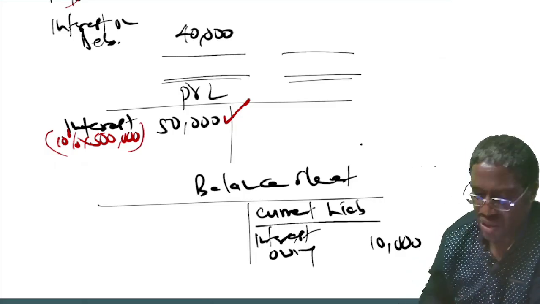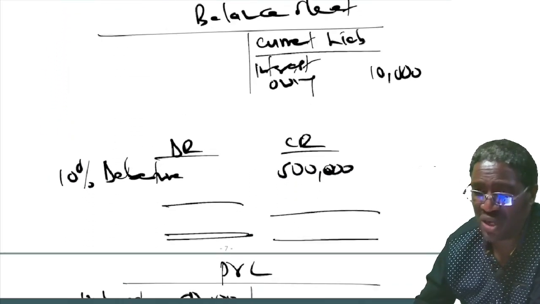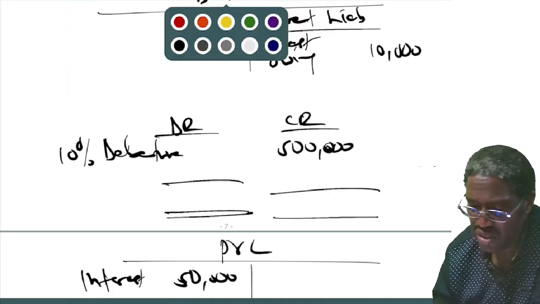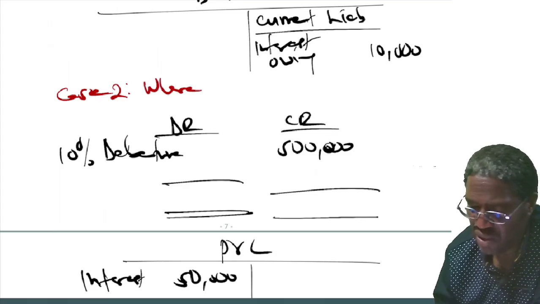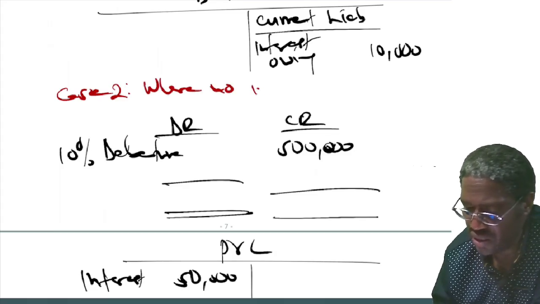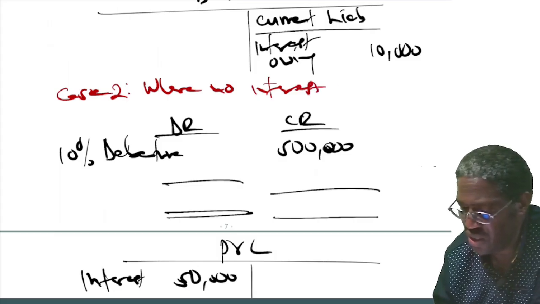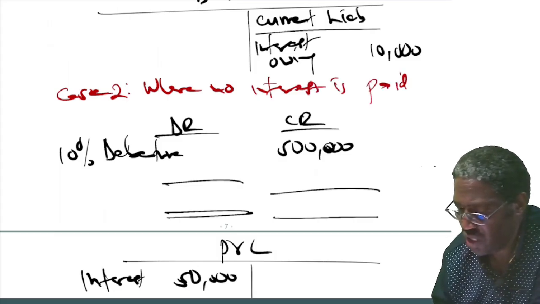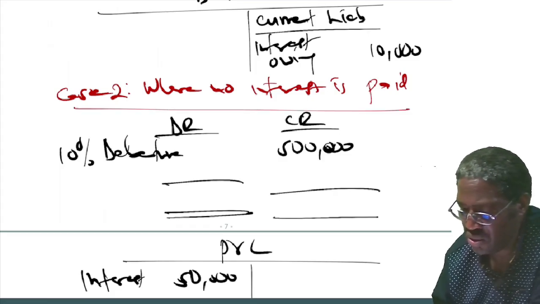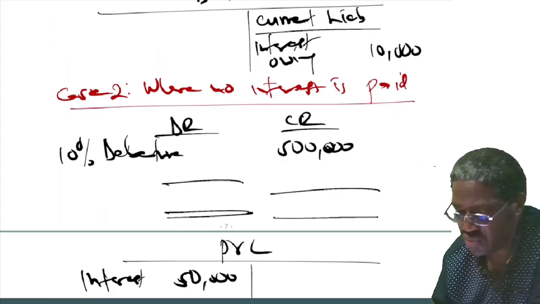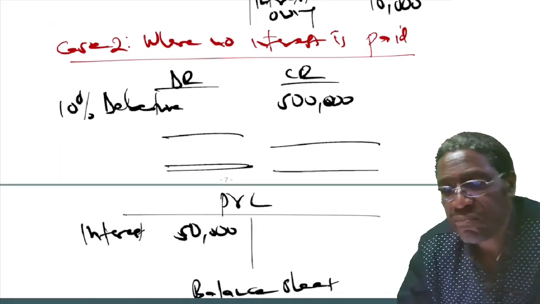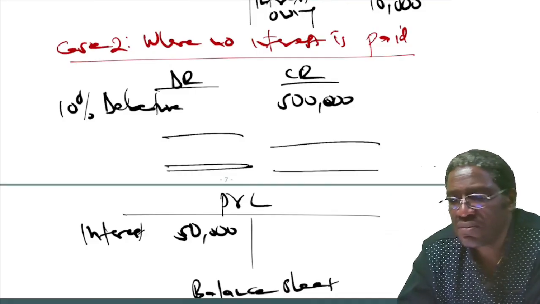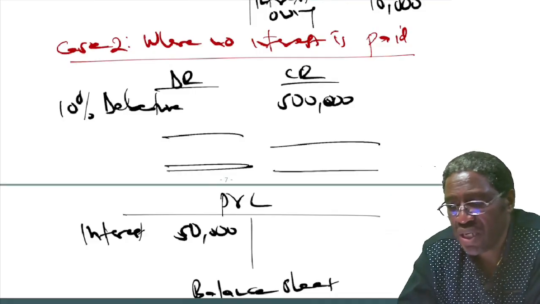Good. Thank you. Now let's go to case 2. Show again like you're preparing a trial balance, but before you prepare it, call it case 2, where no interest is paid. Show it as a case 2, where no interest is paid. Then copy that again.